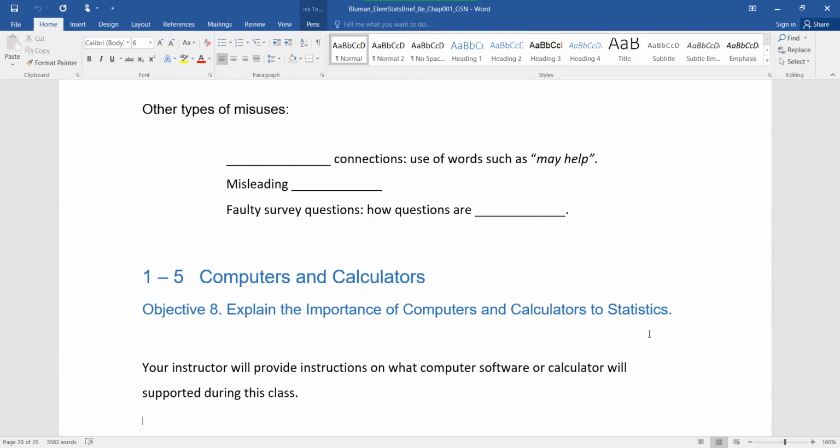Other types of misuses would be implied connections. So implied connections, it's use of words such as may help. Misleading graphs. Oh, these are a big one too.